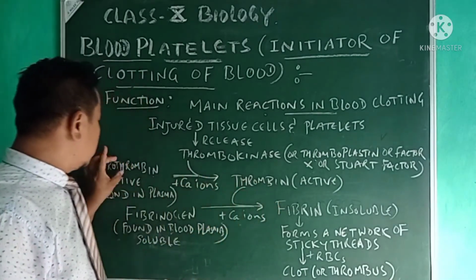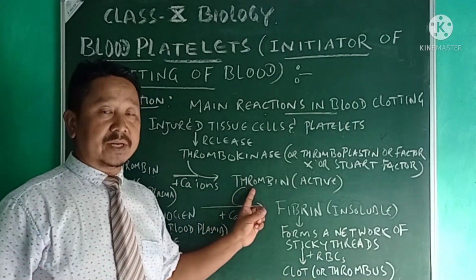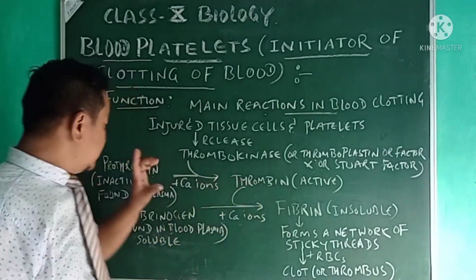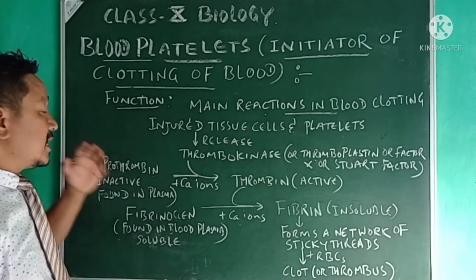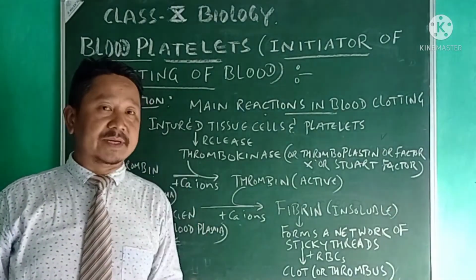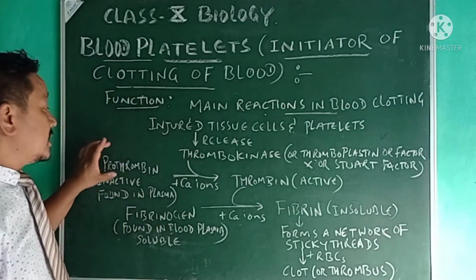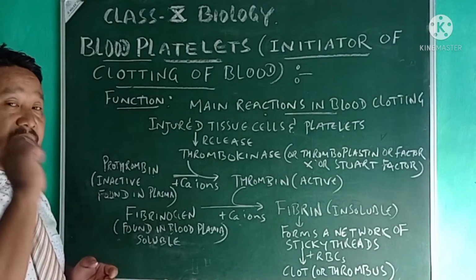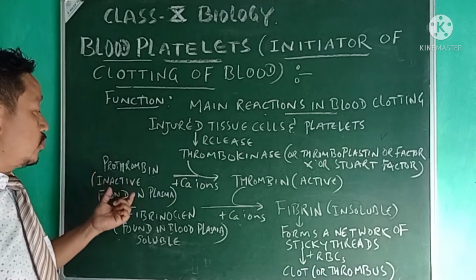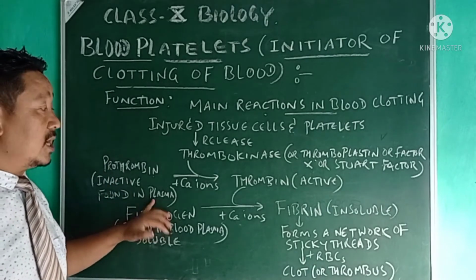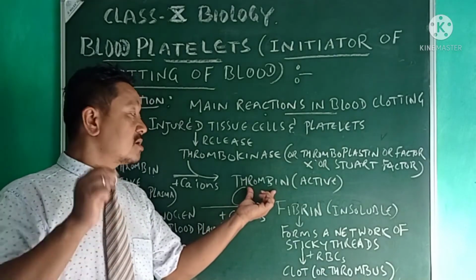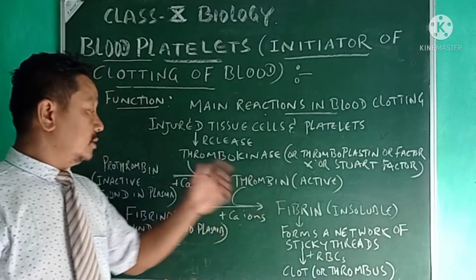Prothrombin itself will be converted into thrombin. The difference is that it is inactive, and now it is active. Remember, prothrombin requires a vitamin, vitamin K, a fat soluble vitamin. So vitamin K is important for the formation of prothrombin. This inactive prothrombin, present in blood plasma, will be converted into its active form called thrombin.